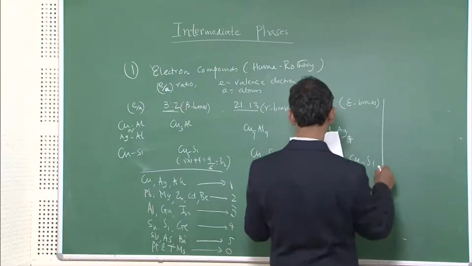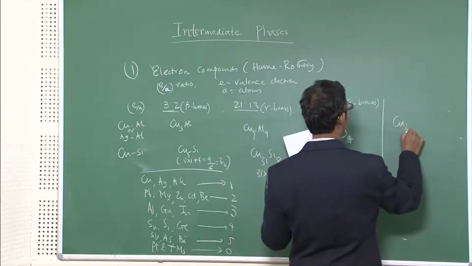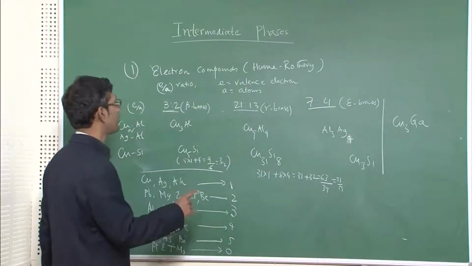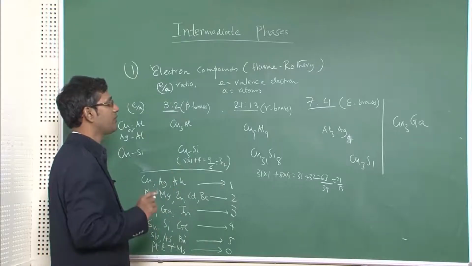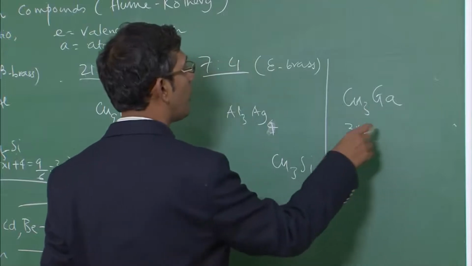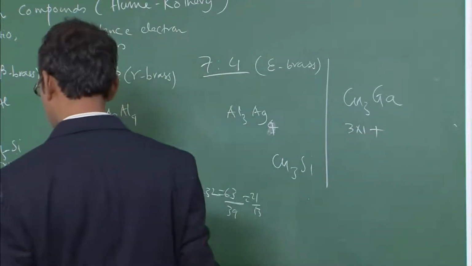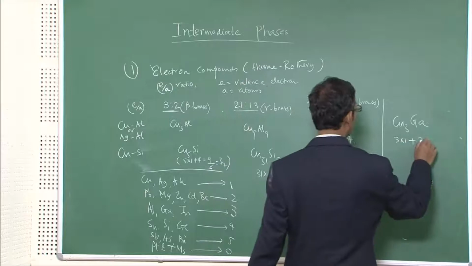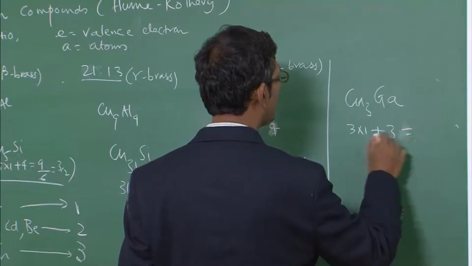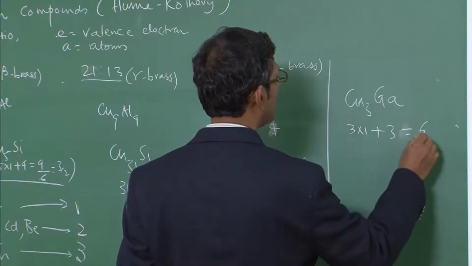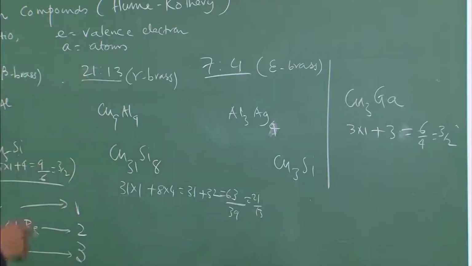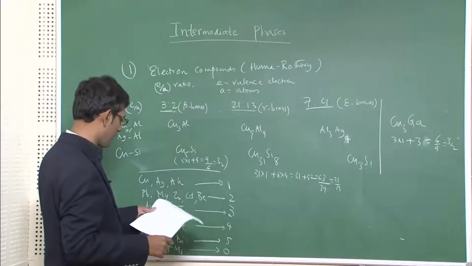One example I will give you here is Cu3Ga. Cu3Ga will fall under which category? Whether 3 is to 2, 21 is to 13 or 7 is to 4, let us see. Cu has 1 valence electron, so 3 into 1, gallium has how many valence electrons? Ga 3, so 3 into 1, 3, so 3 plus 3 is 6 and 4 atoms, 3 by 2. This is a 3 by 2 compound, very clearly you can see this will fall under beta brass.